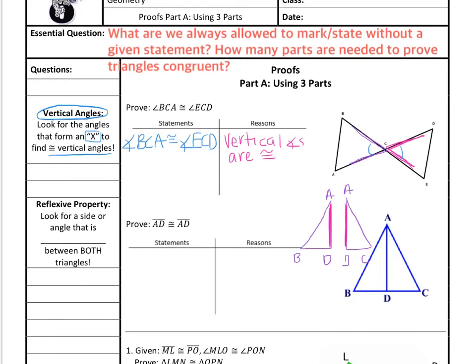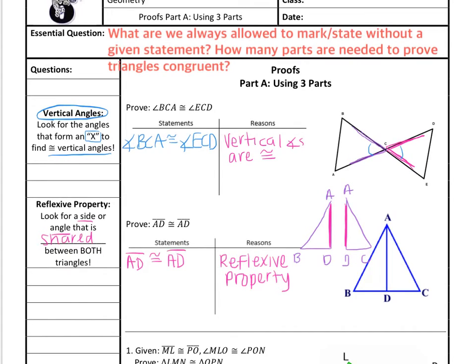So it says over here off to the left, look for a side or an angle that is shared between both triangles. So we can prove that AD is congruent to itself by something called the reflexive property. Notice that we've been using this T-chart, this statements and reasons T-chart. The statement is what you want to say about the picture or about the proof, and the reason is, well, your because. Instead of saying because reflexive property or because vertical angles are congruent, we're using this T-chart.